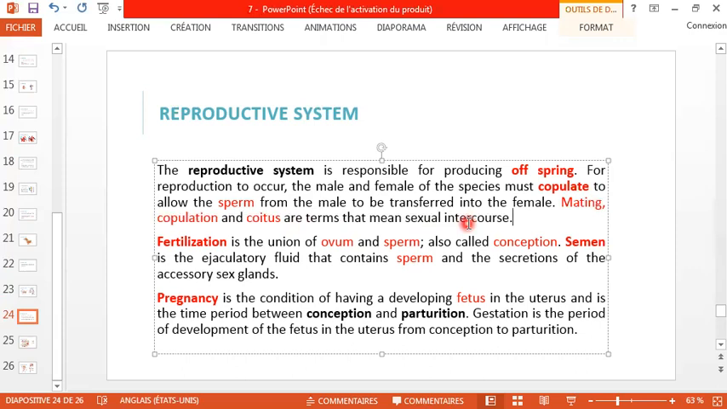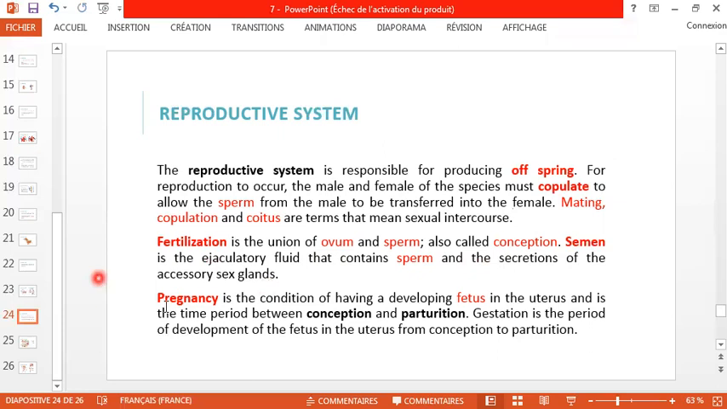Donc c'est la copulation, c'est le coït, c'est l'intromission. Then sperm meets the ovum, which is also called conception. Be careful, là, c'est une nuance: sperm and semen. In English, semen is the fluid that contains secretions of accessory sex glands like the prostate and the seminal gland, and so on.